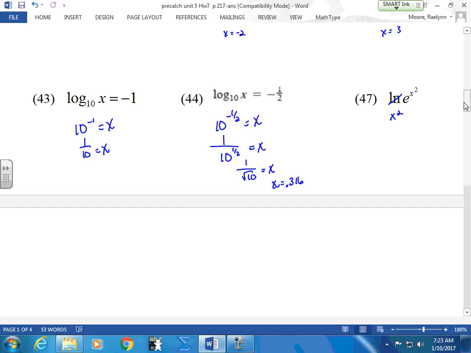ln e, this cancels out. This guy's going to come down here. It's just an expression. This didn't have anything to solve for.